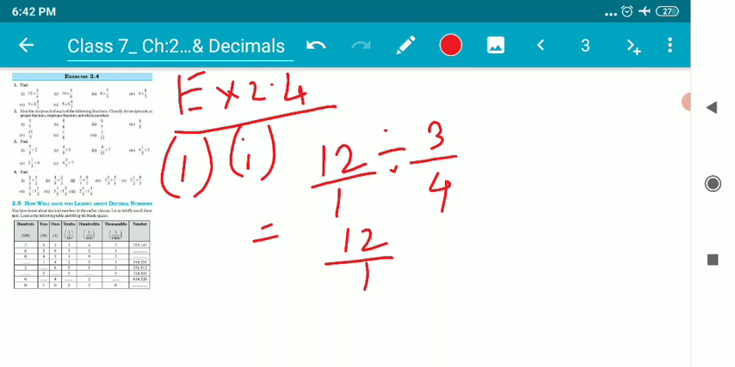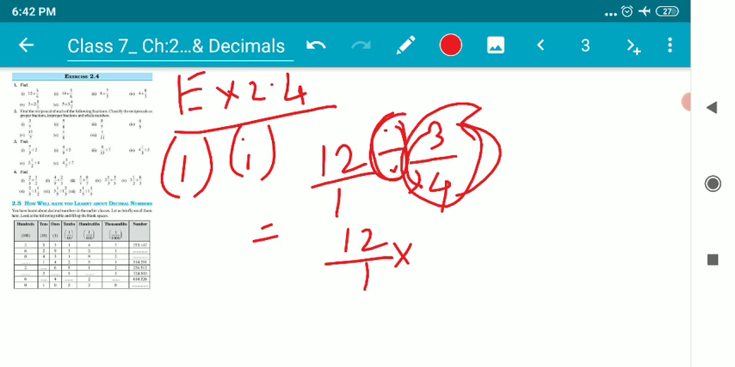This division sign will turn into multiplication. Now the question is, sir, why? It's a process of solving division. This division sign will turn into a multiplication sign, and the number or the fraction which is right after the division will reciprocate. Reciprocate means the denominator will be in the place of the numerator and the numerator will be in the place of the denominator. So it is 4 by 3.